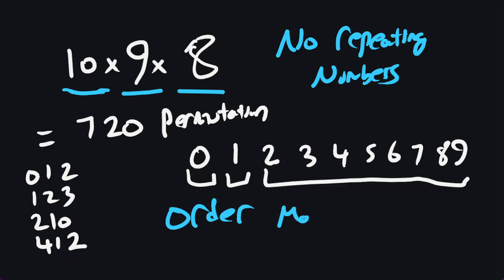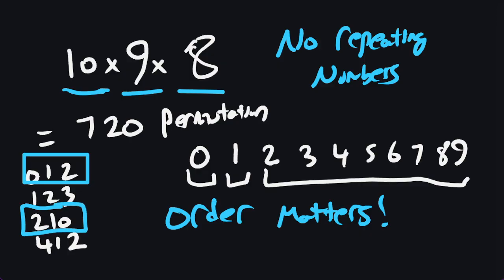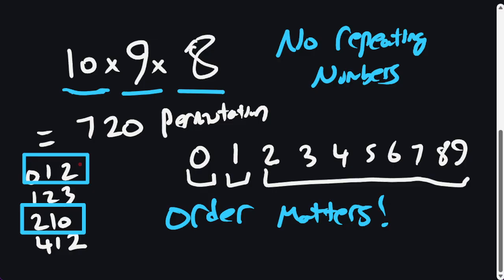Order matters, and the reason why is that if you've tested out any lock that requires a combination code, if the correct combination is 0, 1, 2, then 2, 1, 0 won't work because it's in a different order. Even though 0, 1, 2 and 2, 1, 0 have all the same numbers, they're in a different order, so it won't work. That's why in a permutation, order matters.